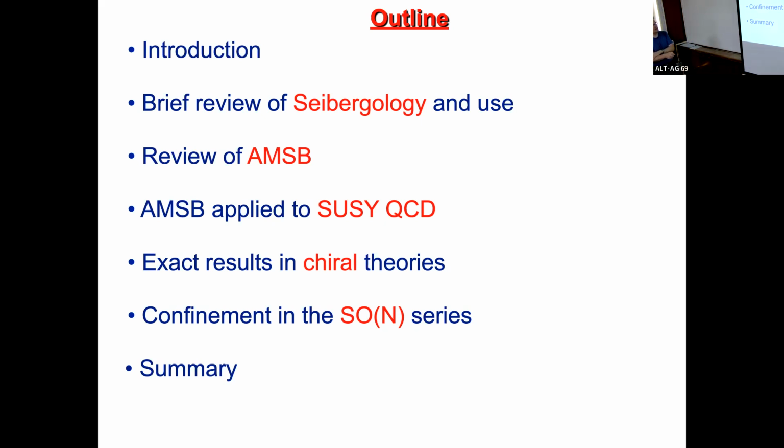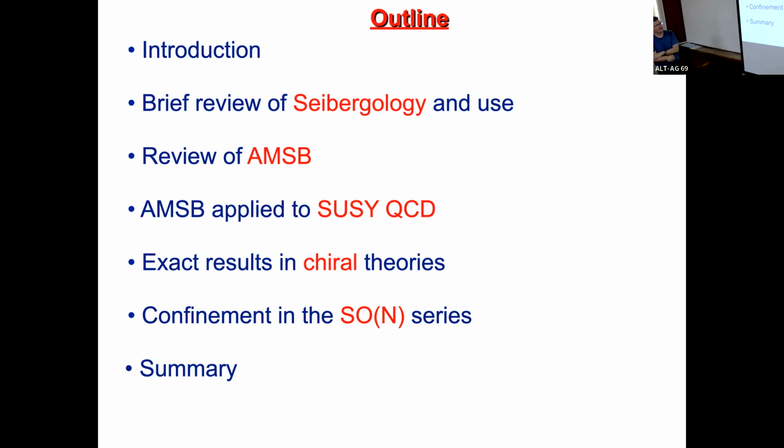And then I don't know how much time I'm going to have. I probably will just run through these relatively briefly. There I'll show you how to get some exact results in chiral theories. And these, I think, are particularly interesting and important because analyzing chiral theories is really difficult, even on the lattice. It seems very hard. So you can get at least some ideas of what the phase structure of these theories will look like. That's pretty interesting. And then the SO series.